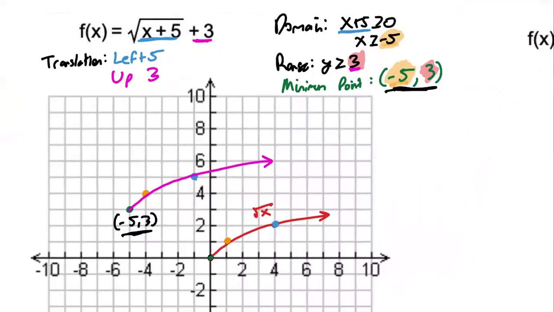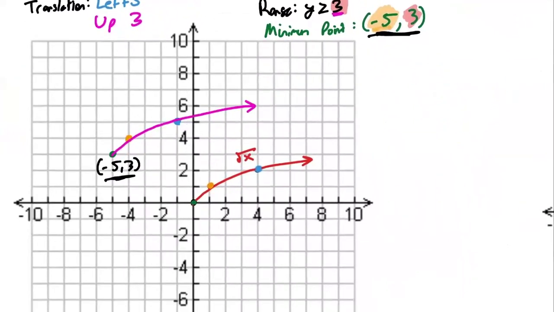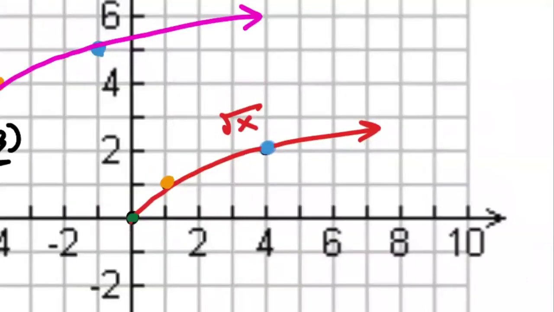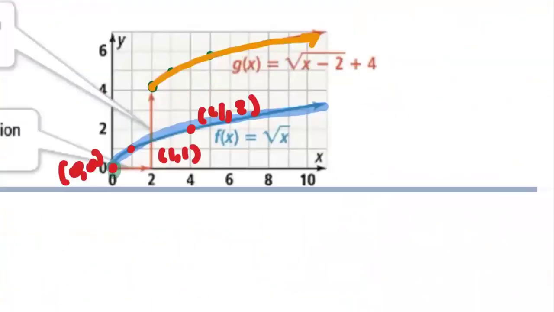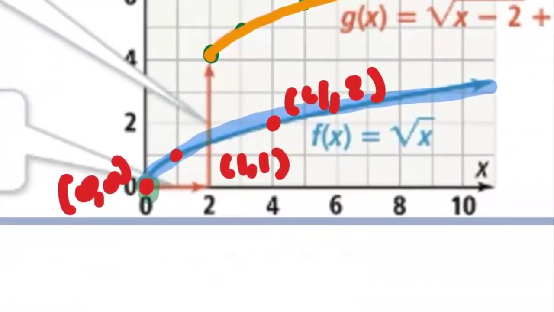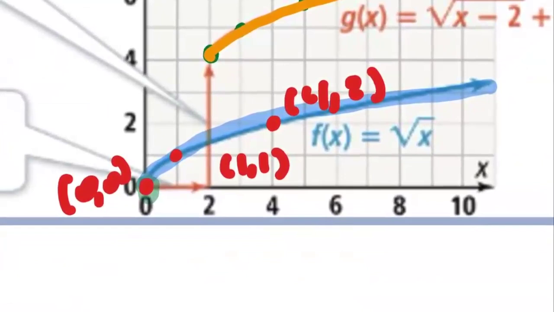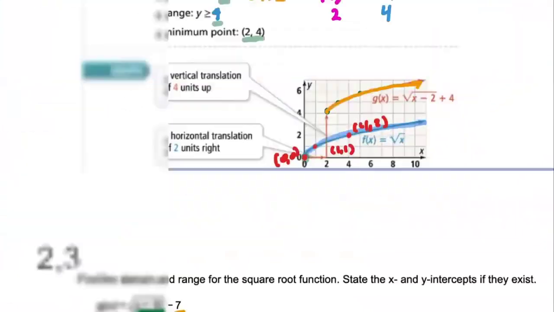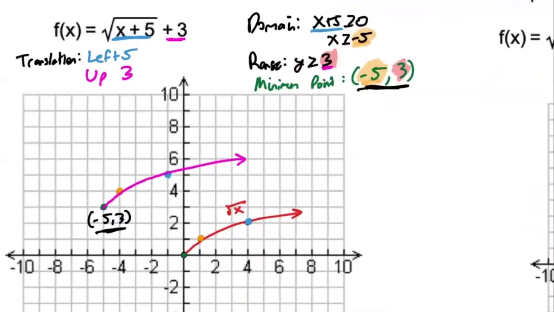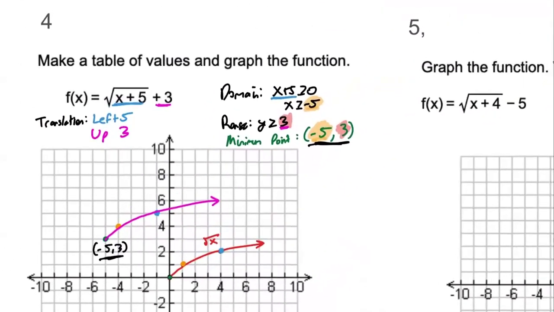Yes. This one? This one right here? It gives it to you in the very beginning. The one in blue. Yeah, that's the original one. Does that make sense? All right, and that is it for number 4.